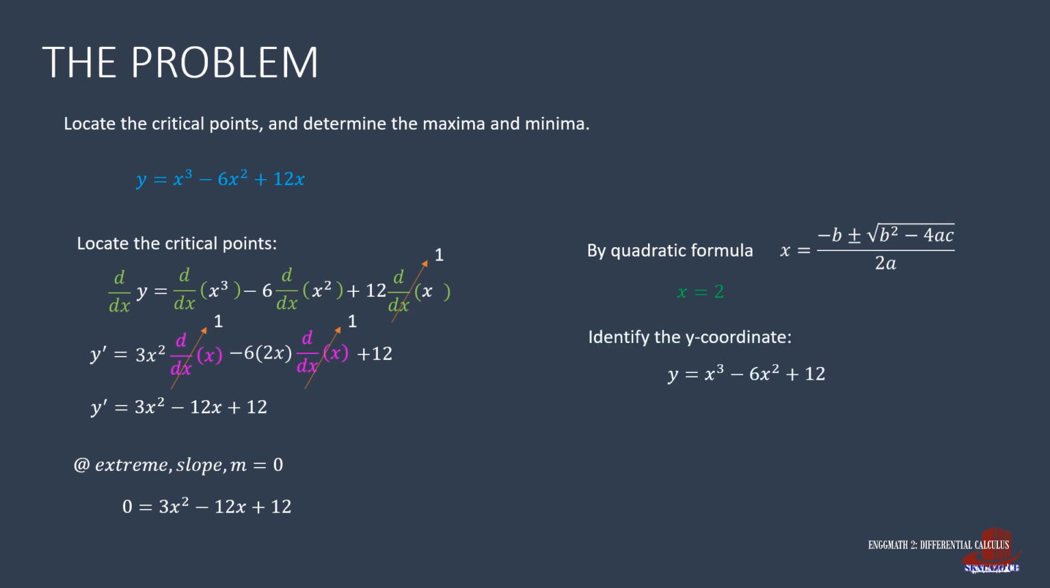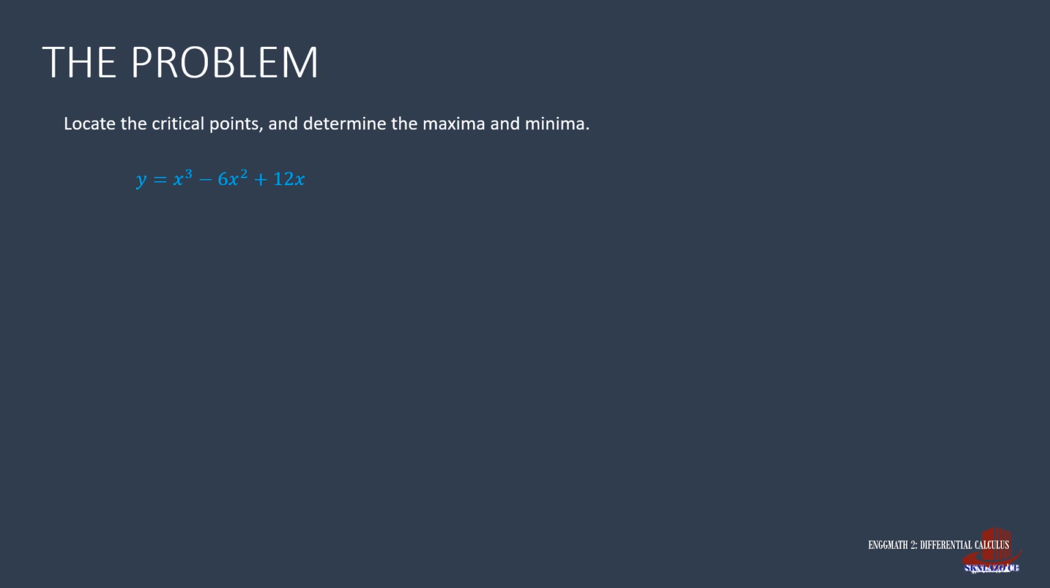So take the original function and plug 2 for x. y is then solved as 8. So the critical point is at (2, 8). Now that we know the critical point, we validate if this is a maxima or a minima. We do that by taking the second derivative.